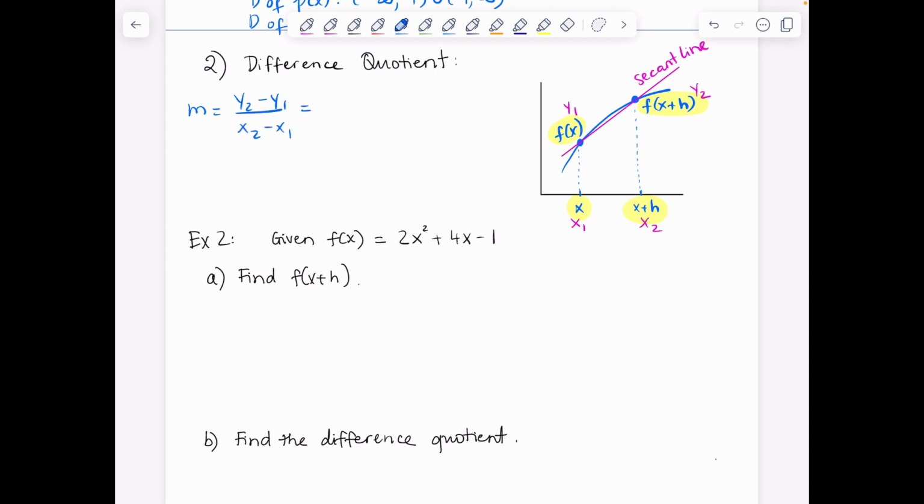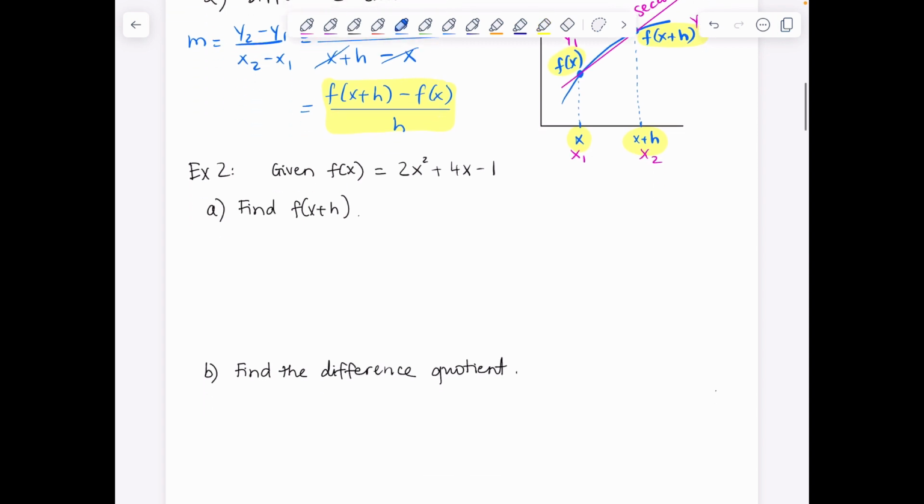But now that we're on to functions, let's write them in a different way. So y2 is f of x plus h, minus y1, which is f of x. And then x2 is x plus h, and x1 is x. And look at the denominator, we can actually cancel out x and minus x, that gives you 0. So we're left with f of x plus h minus f of x, divided by h. This formula right here is called the difference quotient formula.